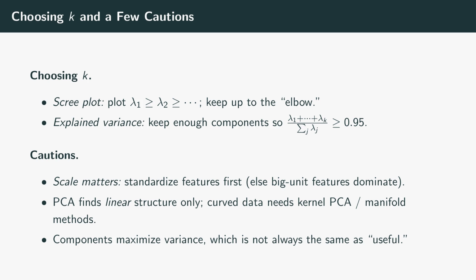Second, some cautions because PCA is powerful but not magic. Scale matters. If one feature is measured in millimeters and another in kilometers, the large unit feature will dominate the variance for a silly reason, so we usually standardize every feature to comparable scale first. PCA also only finds linear structure, straight directions of spread. If your data curls around a spiral or a curved surface, plain PCA will miss it, and you need kernel PCA or manifold methods. And finally, PCA maximizes variance, which usually, but not always, coincides with what is actually useful for your task. Used thoughtfully, though, it is the first thing almost every data scientist reaches for.